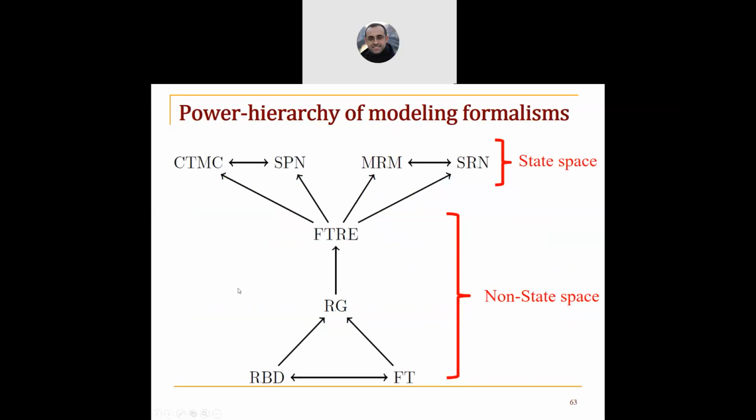And so we have put together this particular chart of the representational power of these model types. RBD and fault trees without repeated events are equivalent. Reliability graph is more powerful than either one of them. Fault trees with repeated events is most powerful. And much more power is there in the state space models, which we will discuss next.